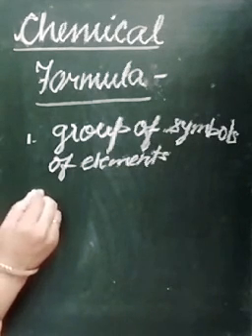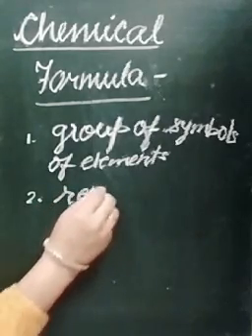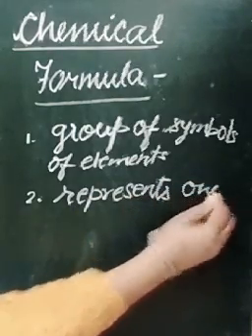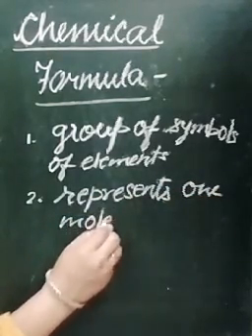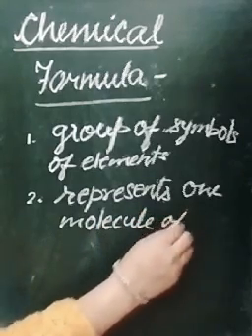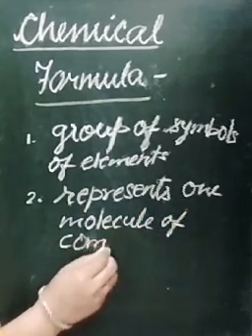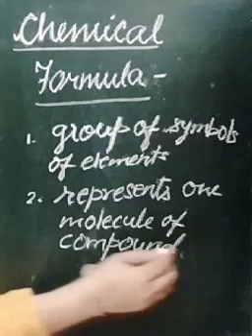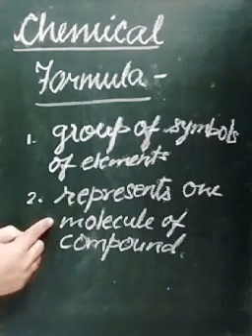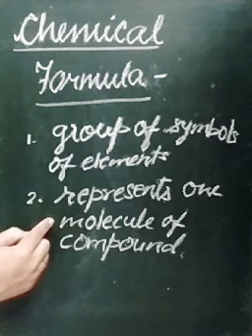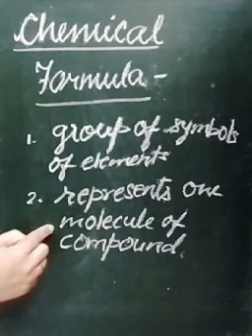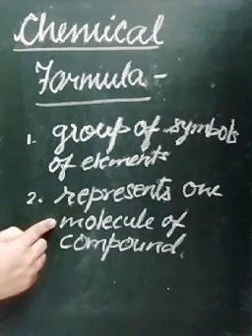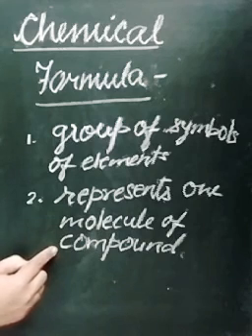Number 2, it represents one molecule of a substance, one molecule of a compound or substance. Children, you must remember that a symbol represents one atom of the substance, but a formula represents one molecule of the compound.